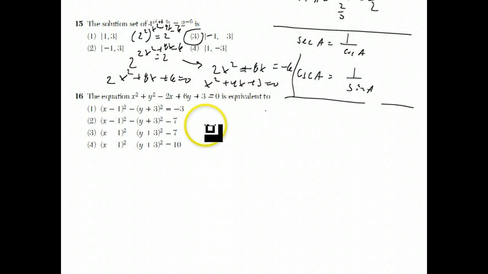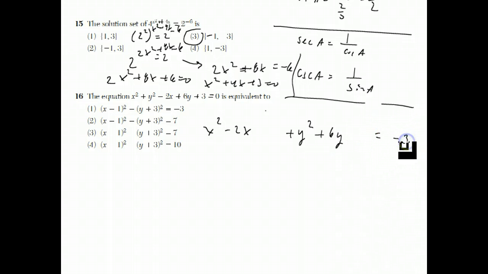But I'm going to teach you the official way to do it. You don't have to do it this way, but this is sort of what they're getting at in this question. If you rearrange the terms so that the x squared and the negative 2x are together, and the y squared and the plus 6y are together, and you move that plus 3 over to the other side, you can get this thing to look like these answer choices by doing something called completing the square.